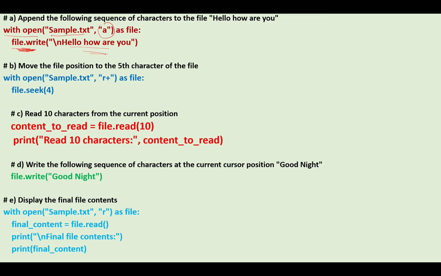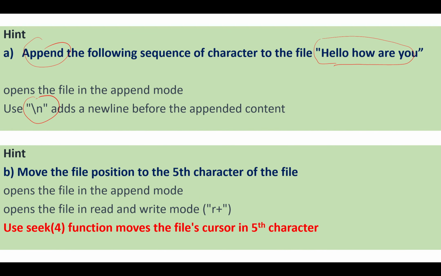So the second part is moving the file position to the fifth character of the line. So how to move the file position to the fifth character? That is a very simple syntax, seek. The seek function is used to move the file cursor to a specified position in a file, but the indexing starts from 0. That's why I have written 4 here, because the indexing starts from 0.